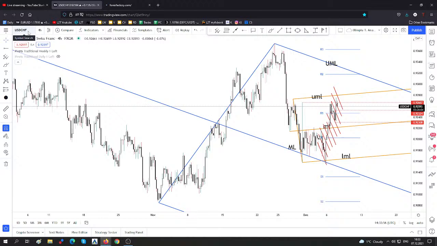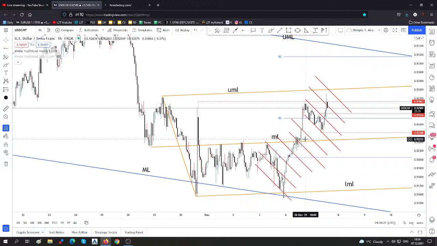So US dollar, Swiss franc for Adam Queen. We had a strong rally here, right? Something like a sideways movement. Here only a false breakdown and great separation below the lower medium line. Here a breakout above the medium line, a retest, and right now it has found resistance again at 0.9266, right?